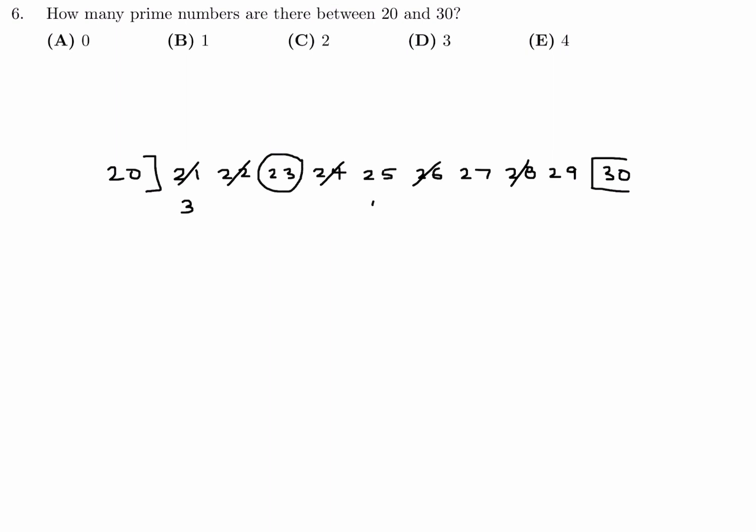25 is divisible by 5, so that's not prime. 27, is that divisible by anything? And the answer is yes, it's divisible by 3. And 29, that is indeed a prime. So there's only 2 prime numbers between 20 and 30, therefore number 6, the answer is C.